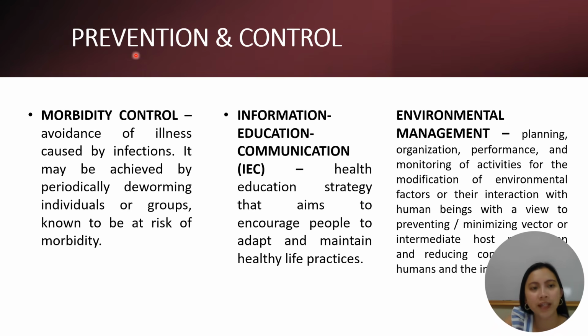Let's now proceed to the prevention and control. So these are just terms that I've placed here that you just need to understand so that it will be easier for you in the next parts of the discussion. So for morbidity control, class, it is the avoidance of illness caused by infections. It may be achieved by periodically deworming individuals or groups known to be at risk of morbidity. So we have to control morbidity.